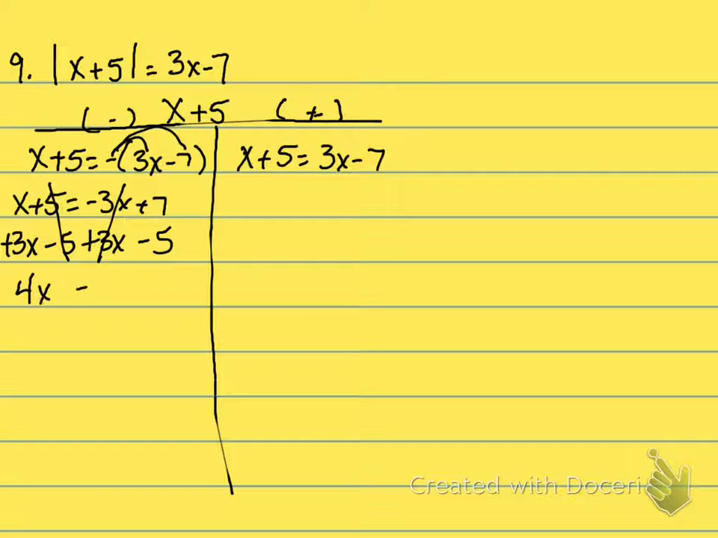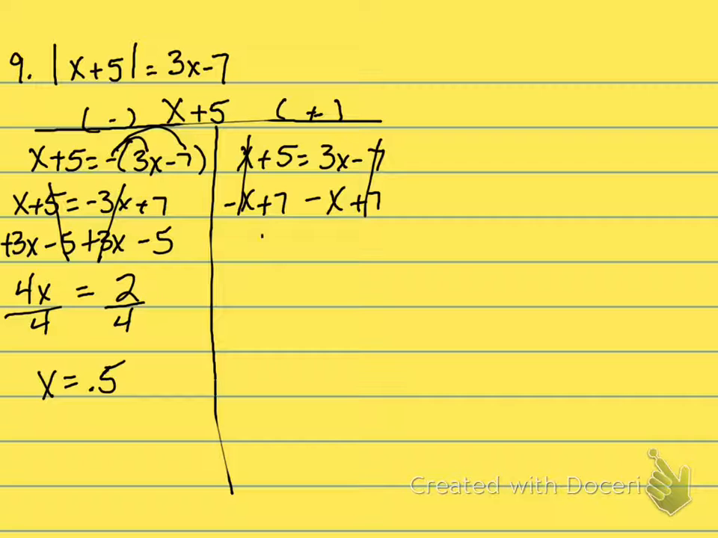I'm going to add 3x to both sides and subtract 5. That gives me 4x equals 2. Divide by 4, so x is 0.5. On the positive side, we're going to subtract x and add 7. That ends up giving me 12 is equal to 2x. Divide by 2, and x is equal to 6.